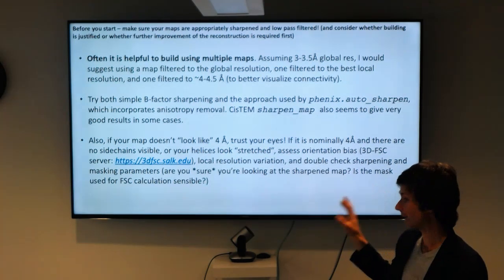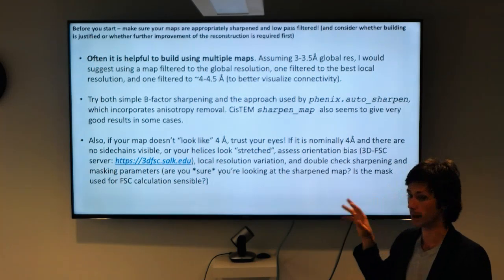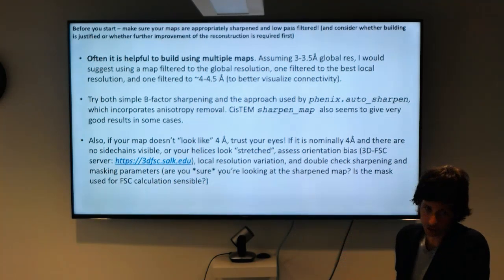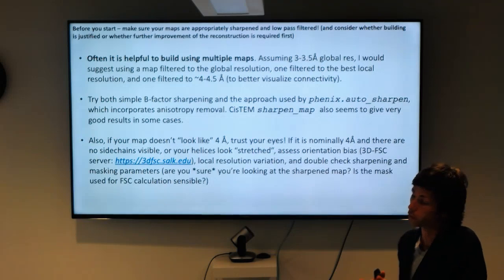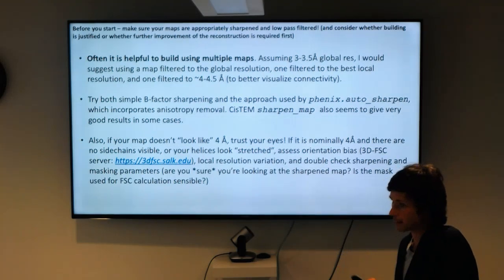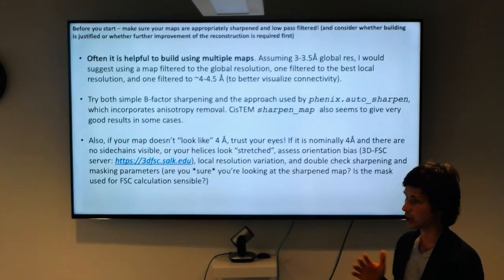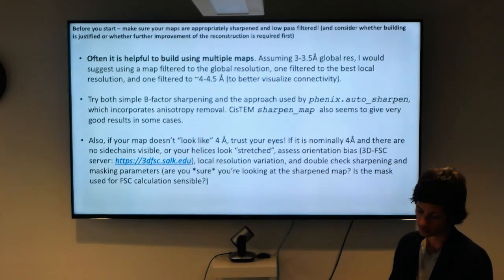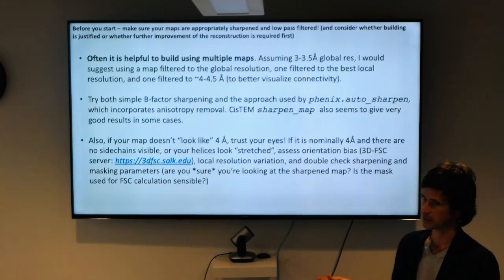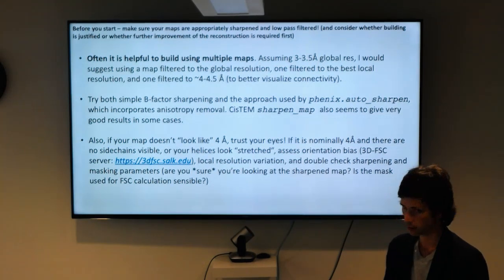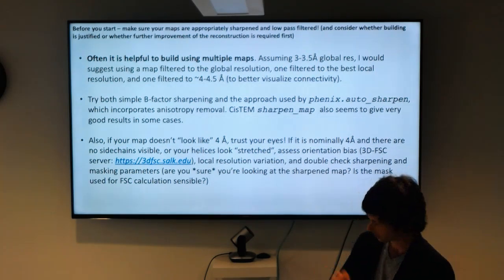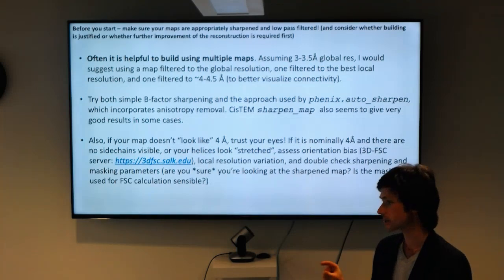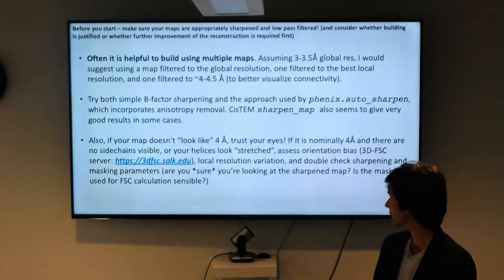But basically, before you start with a map, make sure that you have all the maps that you want for building. I would usually suggest building with multiple maps, so either convert your map to an MTZ file and then adjust the sharpening on the fly, or just have several maps sharpened at different levels, because there's a trade-off between the level of sharpening and detail and connectivity. Less sharpened, you'll have better connectivity but worse definition of high-resolution features like side chains, and the converse for more sharpened.